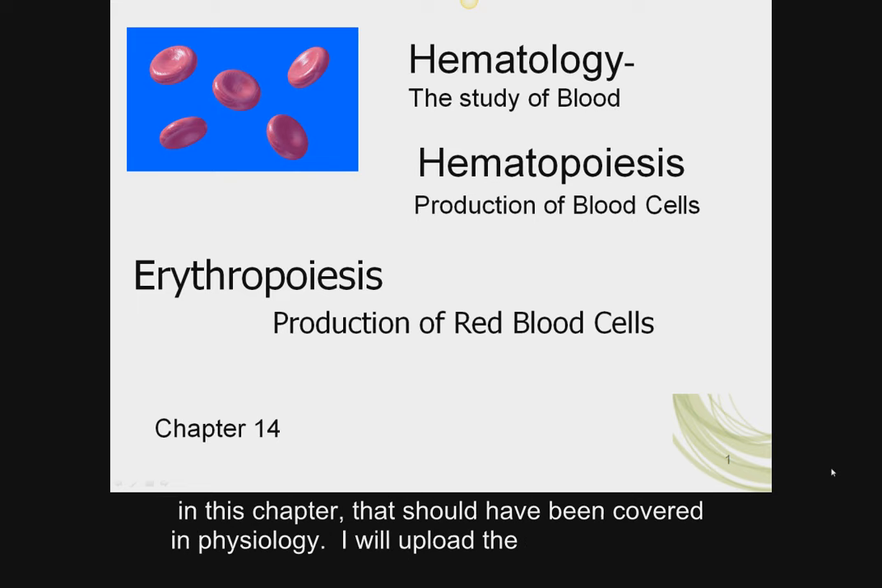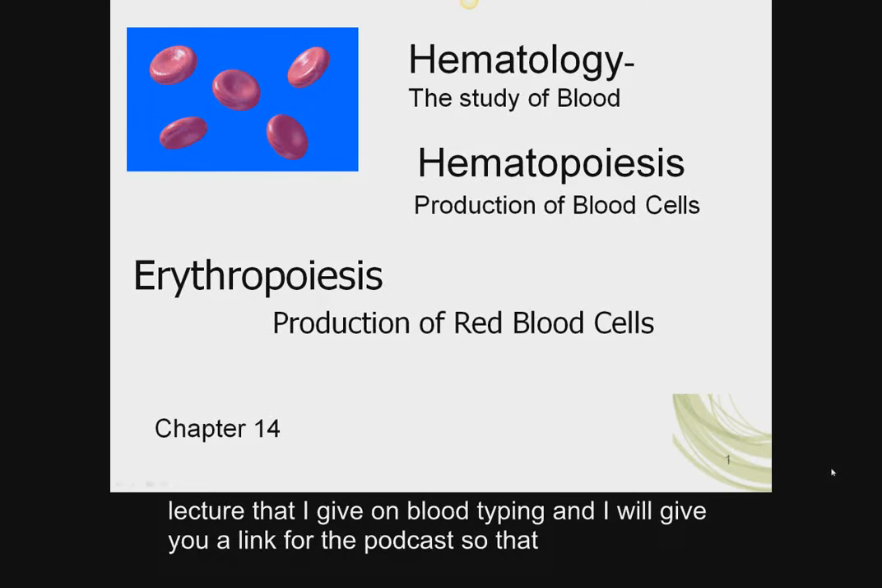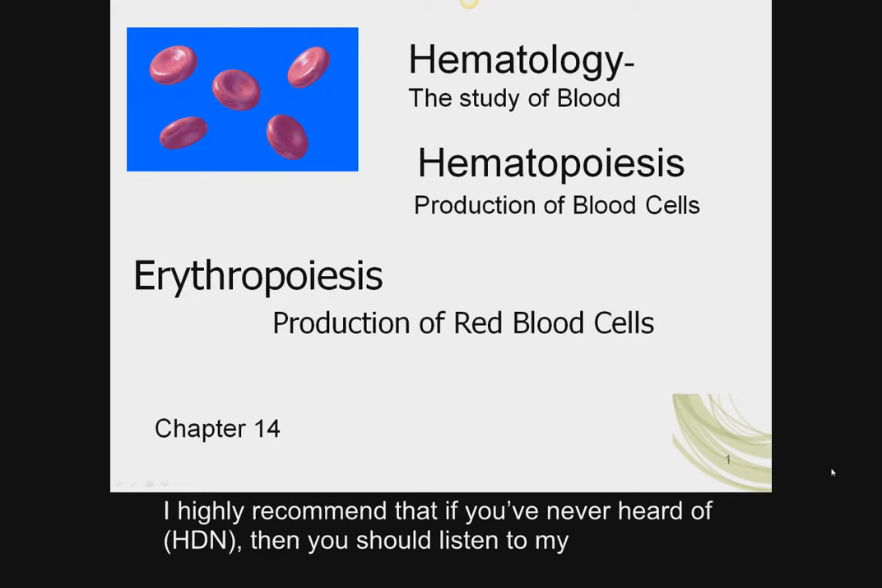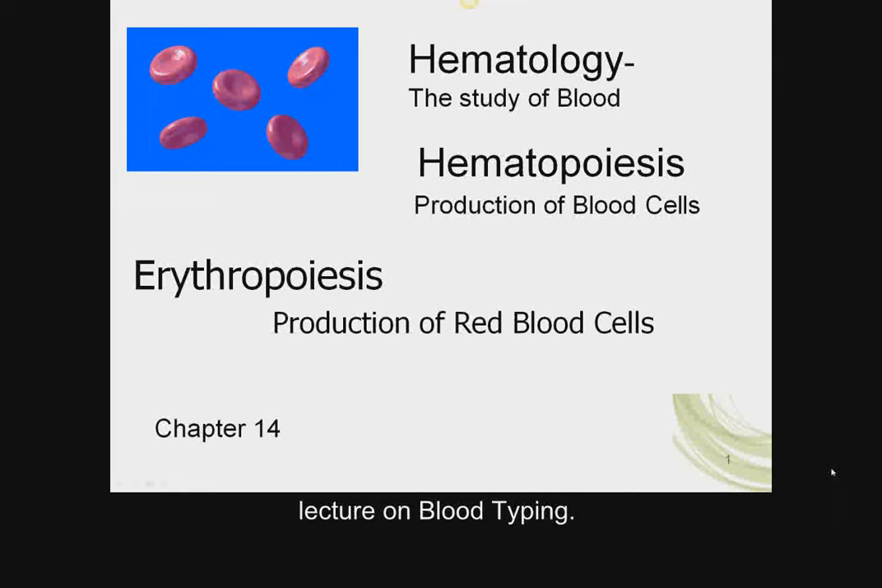Regarding blood typing, which is also covered in this chapter, that should have been covered in physiology. I will upload the lecture that I give on blood typing, and I will also give you a link for a podcast so you can listen to it if you want to review it. In that lecture, it also covers hemolytic disease of the newborn, or HDN. I highly recommend that if you've never heard of HDN, then you should listen to my lecture on blood typing.